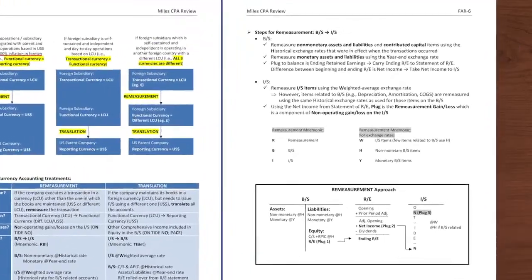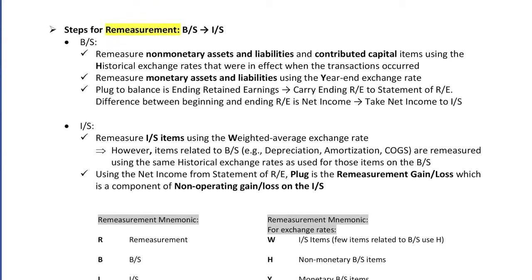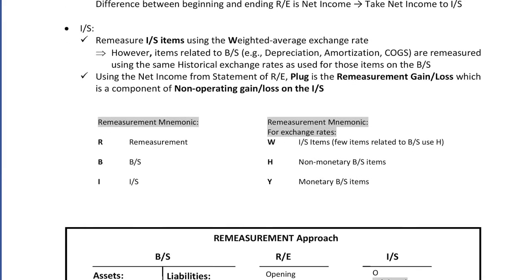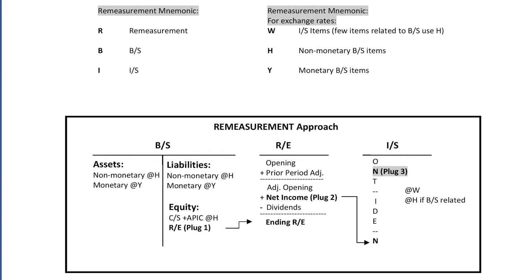On page 29, we've got steps for remeasurement. Highlight remeasurement and highlight balance sheet to income statement. So for remeasurement, our direction of movement is from the balance sheet towards the income statement. And a mnemonic to remember this is RBI. For remeasurement, move from balance sheet to the income statement. Let's look at the remeasurement approach towards the bottom of this page. So we're starting with balance sheet.